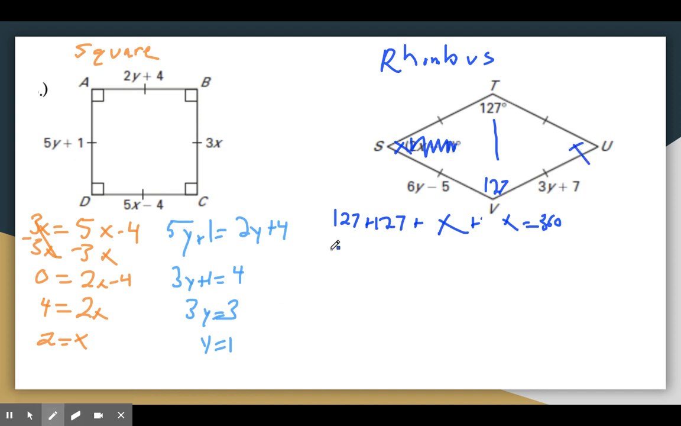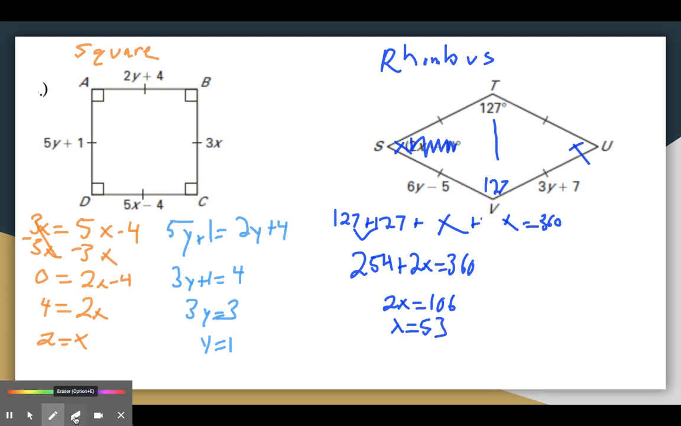So this might make it a little bit easier. 127 plus 127 gives you 254. So 254 plus 2x is equal to 360, right? If we subtract 254 from 360, that gives us 2x is equal to 106. And if we divide by 2, x is equal to 53. Now, if we go back, both of these angles are 53.